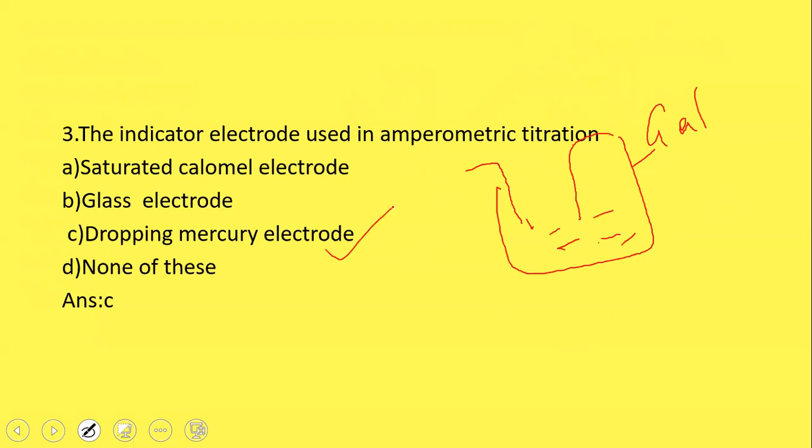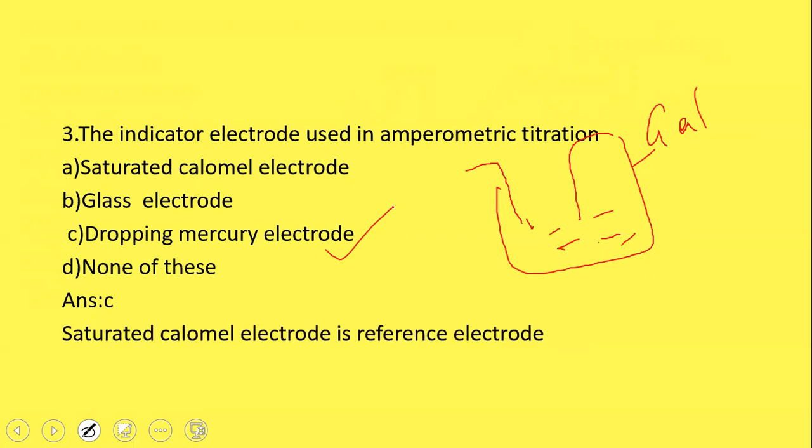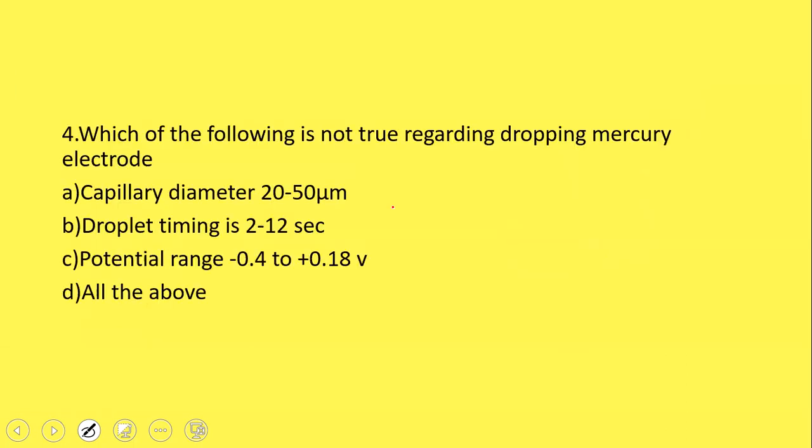So what is the saturated calomel electrode? Saturated calomel electrode is the reference electrode. So we have two electrodes, indicator electrode and reference electrode, while performing amperometric titration. So the indicator electrode used in amperometric titration is dropping mercury electrode or rotating platinum electrode, and the reference electrode is saturated calomel electrode.